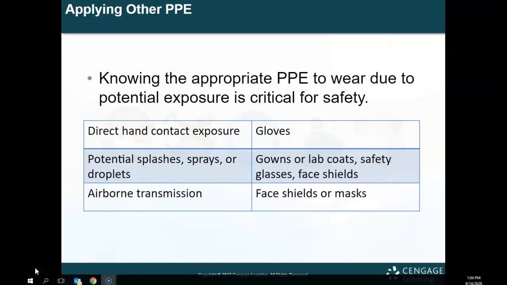It's important when you're putting on PPE that you're doing it correctly. It's critical for safety. Direct hand contact exposure, you're going to put gloves on, right? Potential splashes, sprays, or droplets, you're going to put on gowns, lab coats, safety glasses, and face shields. If it's airborne transmission, you need to wear a face shield or a mask. Those are the times in which you need to wear certain PPE.